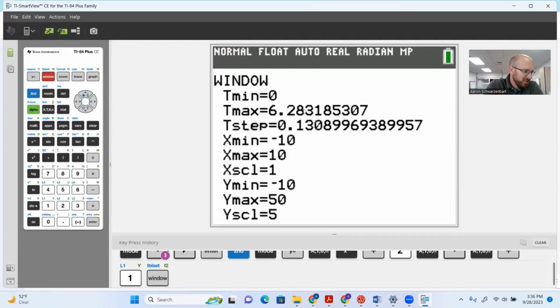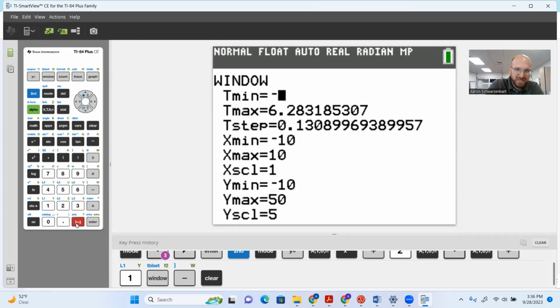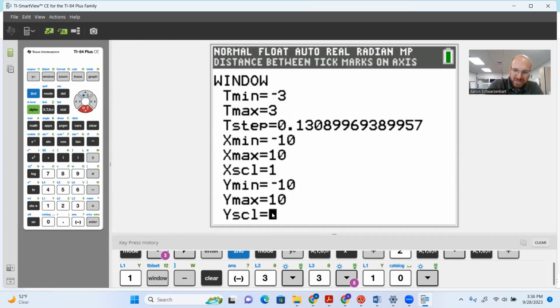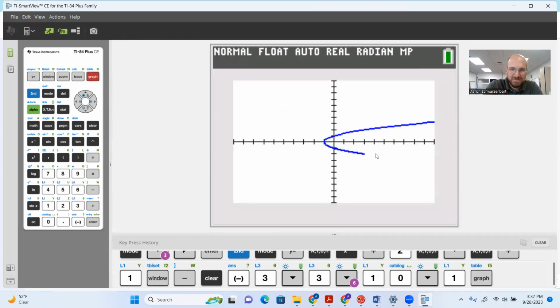When I go to window, notice that it's got this T-min, T-max. Remember, I started at -3. Need to use the negative button. And I went to 3. The T-step that it's giving me here by default is fine. I don't think I want my Y-max to be that high. I think I want it to be 10 and my scale to be 1. So now I'm going to graph this.